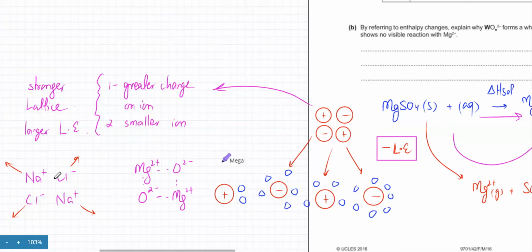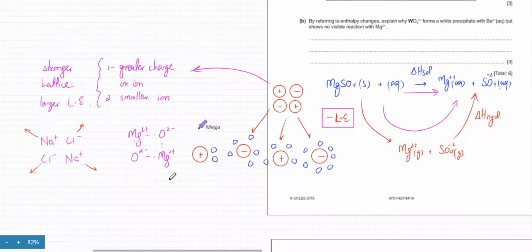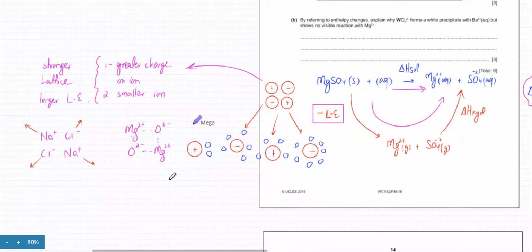NaCl breaks easily. It has a low melting point. MgO doesn't. Very, very strong. The same is the case with aluminum oxide. Aluminum is +3, oxygen is -2. So it's going to be a very strong lattice. Is this point clear to everyone? Yes, sir.